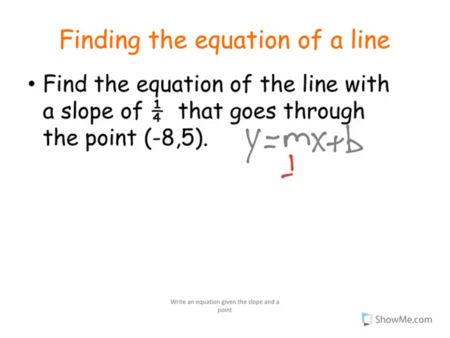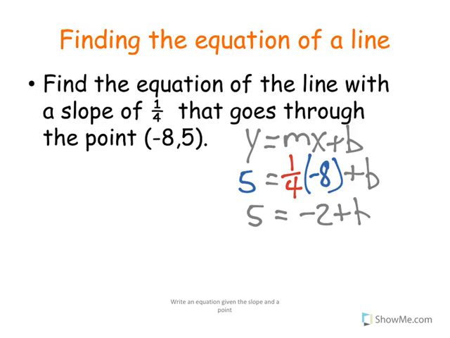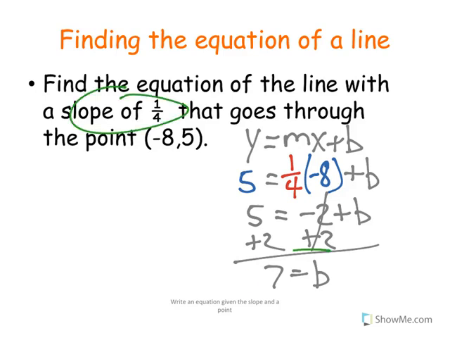So I know my slope is 1/4. I know my x is negative 8. I know my y is positive 5. I need to find b. So 1/4 of negative 8 is negative 2. Now I need to add 2 on both sides, which gives me b is 7. Let's put it all together. I know my slope. I know my y-intercept. Y equals 1/4 x plus 7.